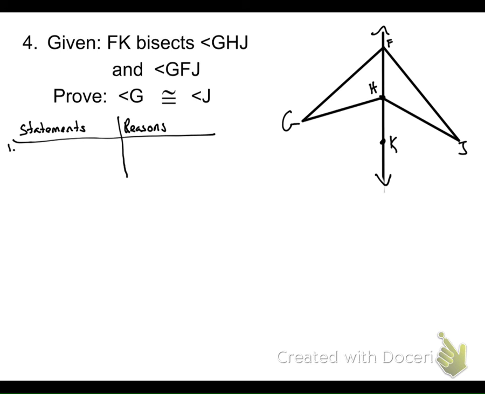So what's given is that we have FK bisects angle GHJ and angle GFJ. And this is because we know it's given.